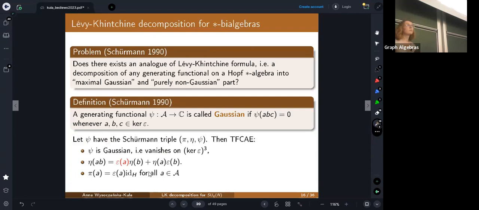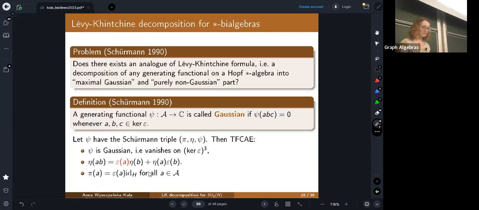Okay, and now we are back to the problem of classification of Lévy processes, which we already know can be reduced to a classification of Schürmann triples. And since this classification in full generality, due to this completability problem, is quite difficult, we want to mimic the classical situation and ask, like Michael Schürmann asked in 1990, is it perhaps possible to decompose any generating functional into the part that is associated to Gaussian generating functionals, which are easier to deal with, and the rest.